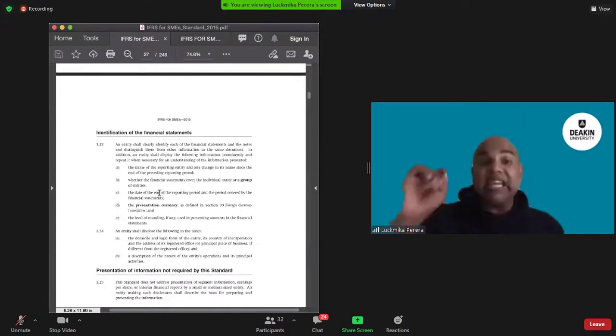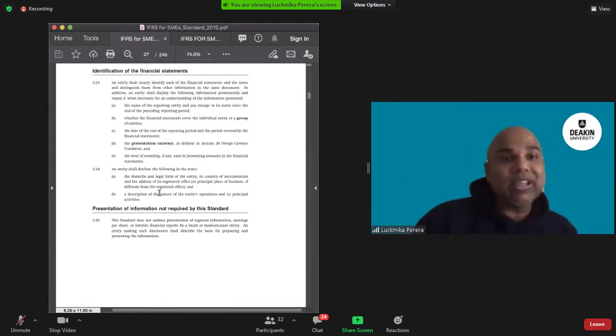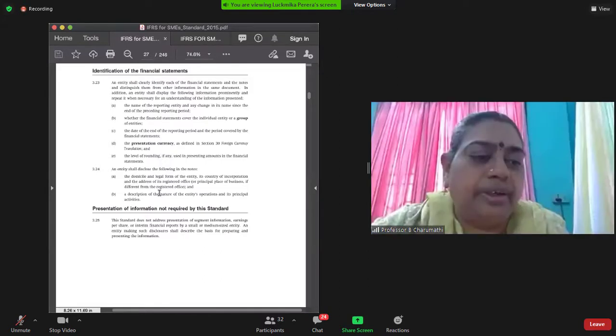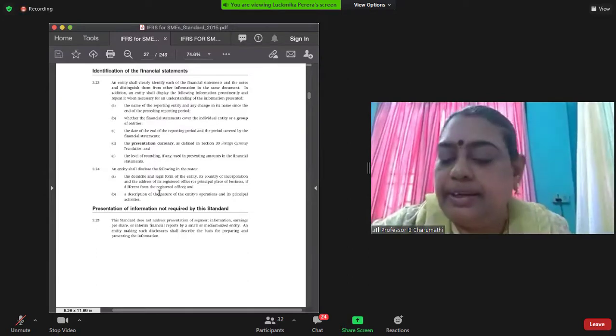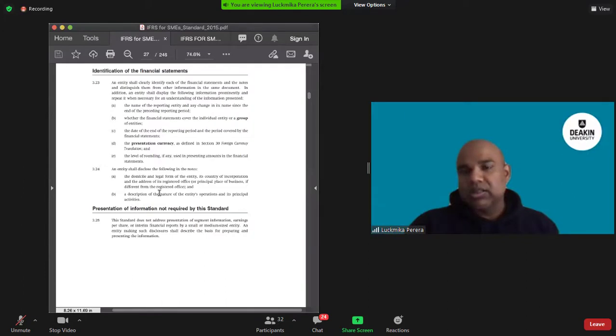An entity shall clearly identify each of the financial statements and the notes and distinguish them from other information in the same document. Now, I've already given you an assessment task to do with the CIPLA annual report. Professor Charumati, have we released that yet? We are yet to release, Professor. Can I release it in the Google Classroom? Yes, you can do that. Okay, today I will do that.